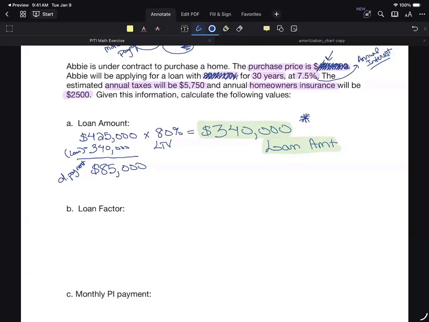So it is something that's important to know. They could have said Abby is getting an 80% LTV and her down payment is $85,000. Then you could do the reverse math and figure out what that answer is, but that's not what we're looking for. We're looking for a loan factor.